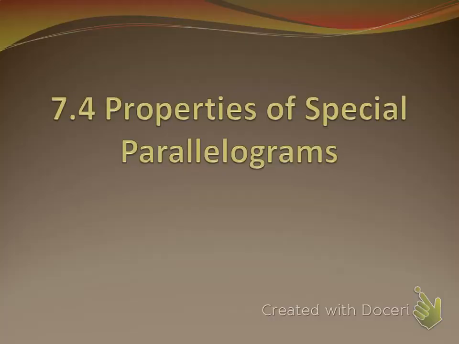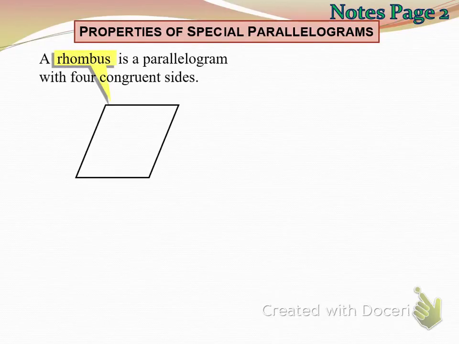So that brings us to 7.4. This part is not review. This is new information. It is not on the quiz today, but it will be on your test. We were still on the same page. Special parallelograms, we've been talking about what they could be. The very first one is a rhombus. You'll see the picture right there.